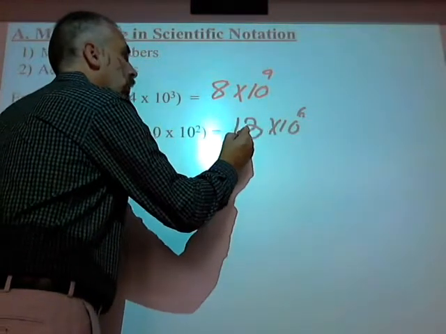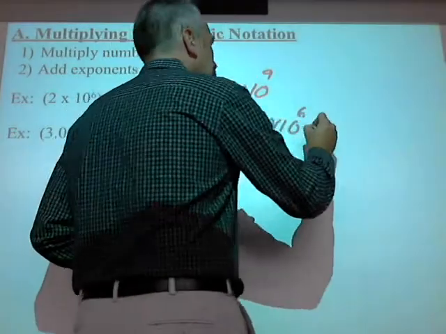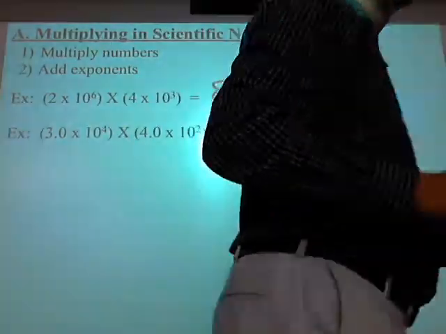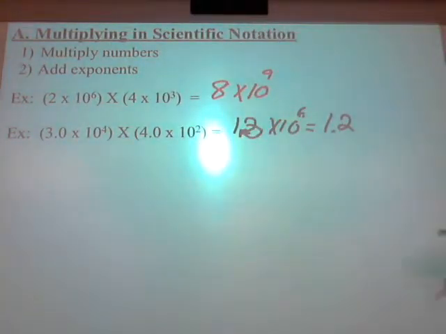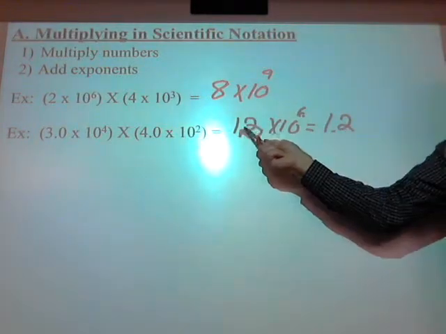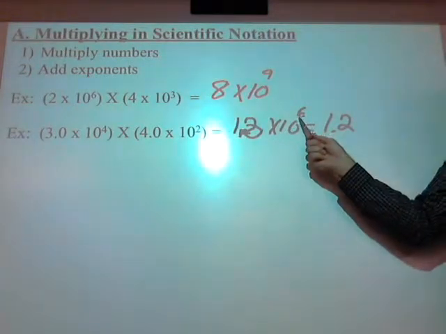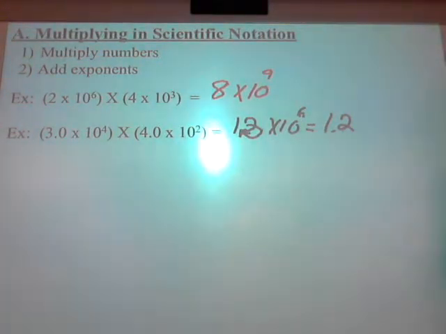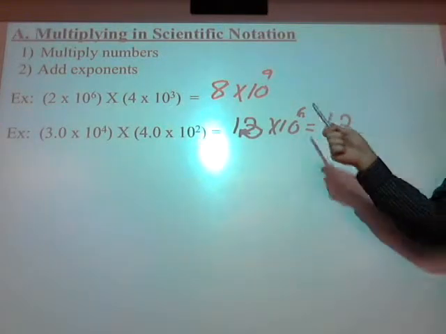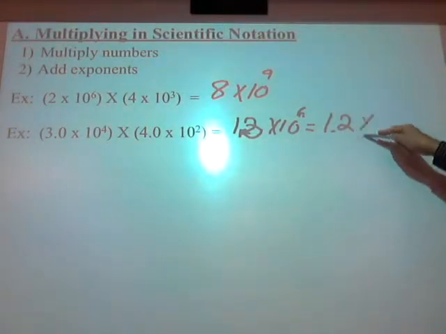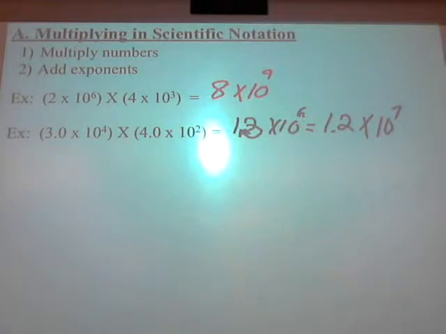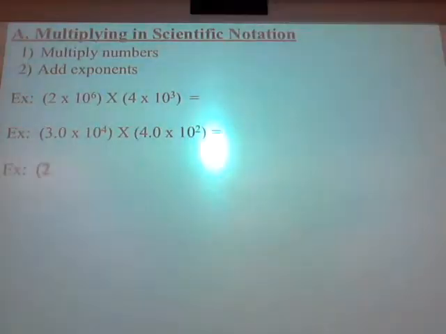Well, got to move this guy over one space, right? That makes it 1.2. And I got to use common sense. What did I do to this guy when I went from 12 to 1.2? What do you think, Ronnie? Made him bigger or smaller? Made him smaller. So what will I have to do to him to make him equal? So what will it be? 10 to the 7th. Everybody good? You see that? Someone forgot already. There's more of that coming. You'll see. Try that one.